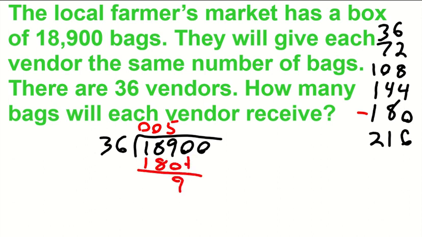So we get 9, bring down the 0. Goes into 90 2 times. We subtract, get 18, bring down the 0. We got 180. That was 5 times. This is one that worked out exact. Any questions?